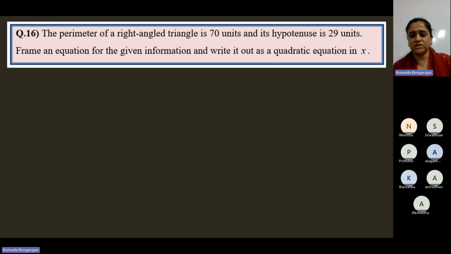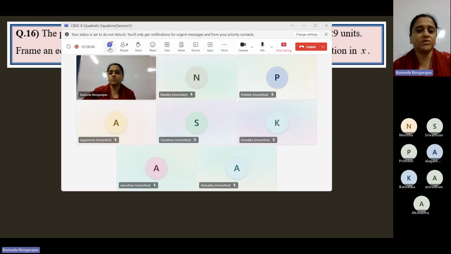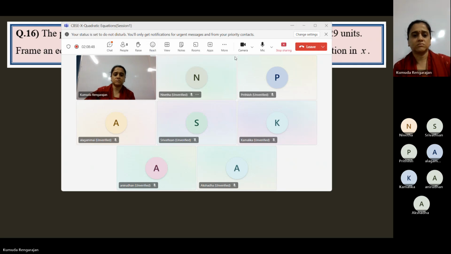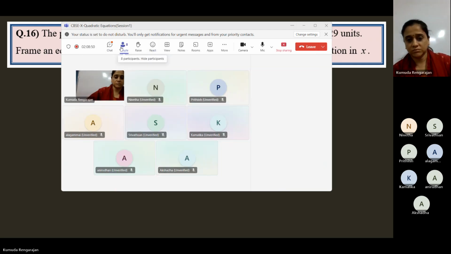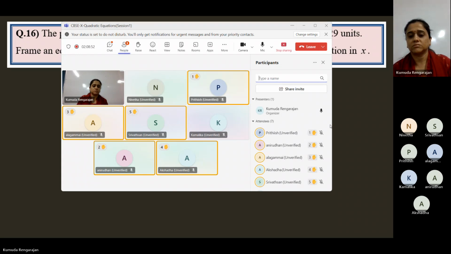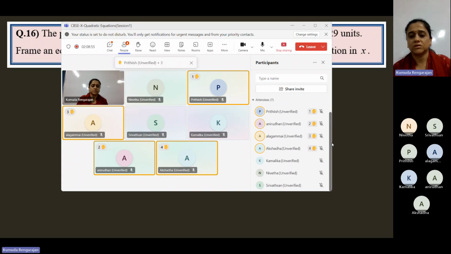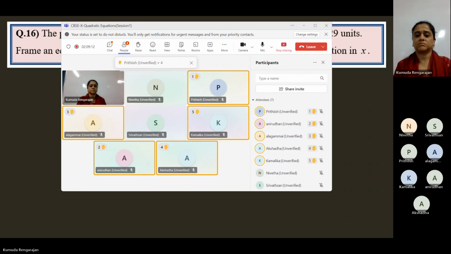We'll just construct the equation for this one and wind up the session for today. Online children, use the emoji, raise your hand. Ritesh, Aniruddhan, Aragamai, Akshada, Kamalika, Niveda, and Srivatsan. Are you there? Srivatsan. Kamalika, okay. Thank you, children.